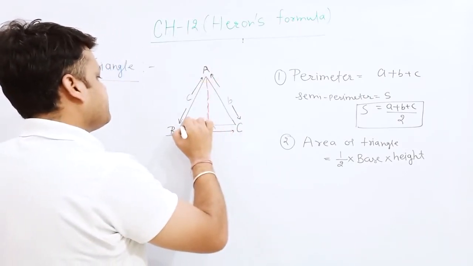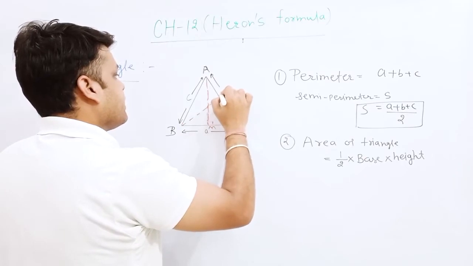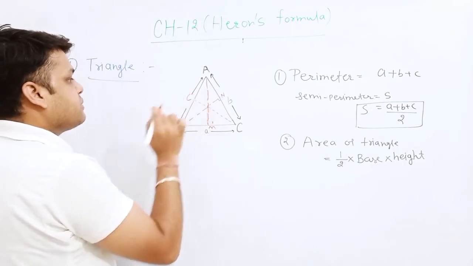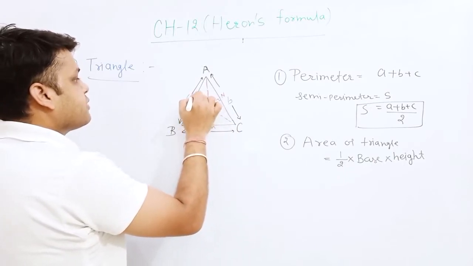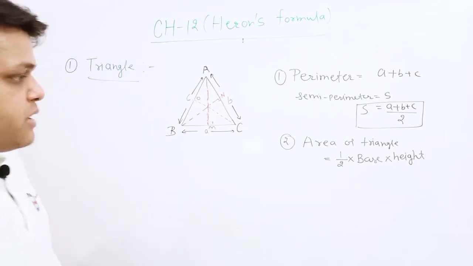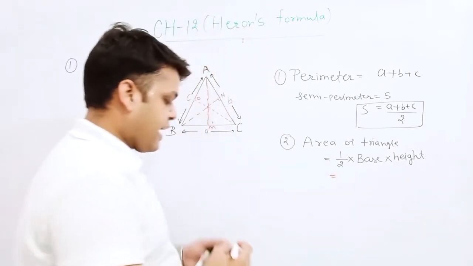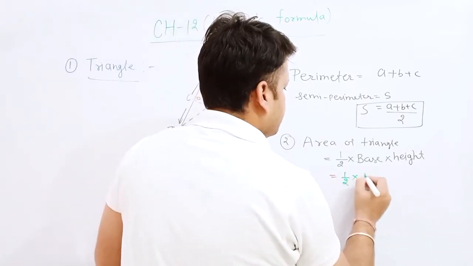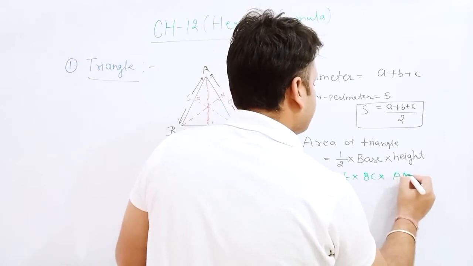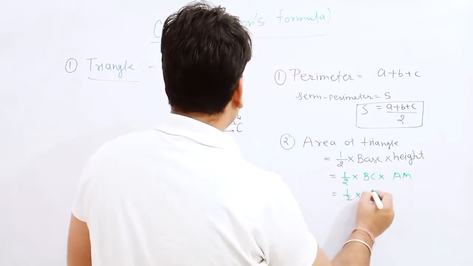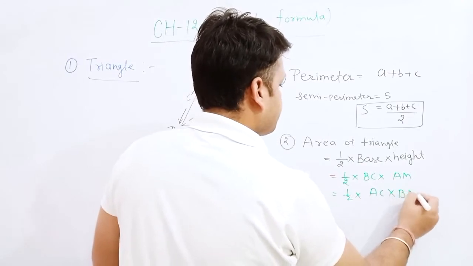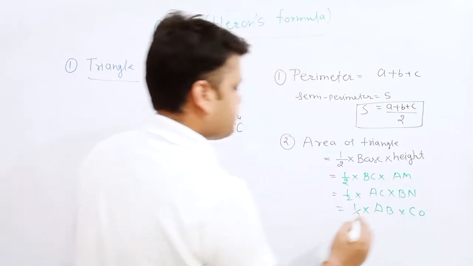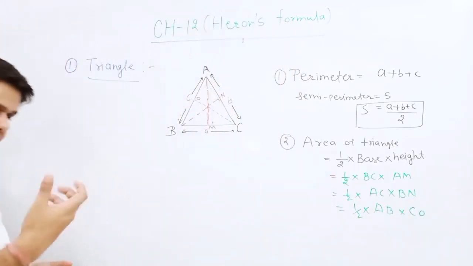If we take AC as a base, then BN becomes the height, and if we take AC as a base, then CO becomes the perpendicular. So now the area of the triangle can be written as half BC into AM, half AC into BN, half AB into CO. So there are three varieties.